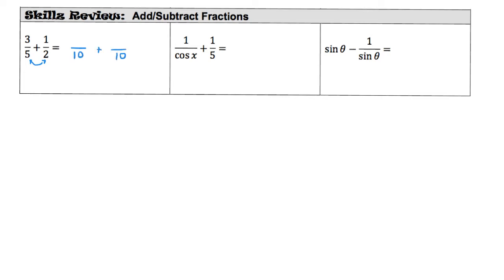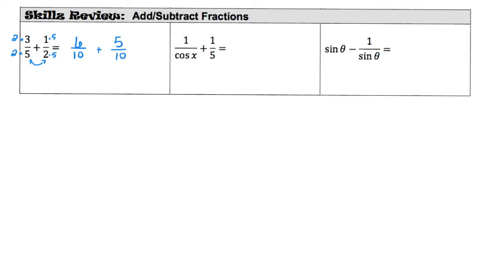If I want to turn 3/5 into a denominator with 10, I can multiply it by 2/2, which means I'm not changing the value of the fraction because I'm just multiplying it by 1. So 3/5 is the same thing as 6/10. And then to turn 1/2 into a fraction with a denominator of 10, I'm going to multiply both the numerator and denominator by 5. So 5/10 is equivalent to 1/2.